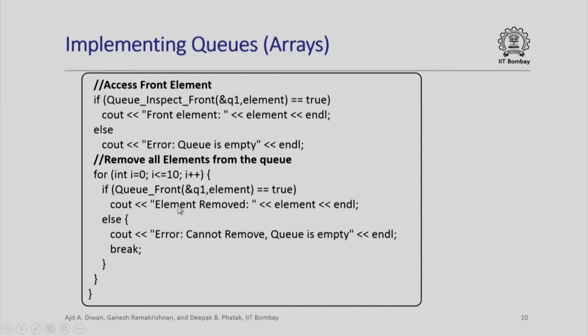We have already written the function equivalent of pop, which is queue front. We will simply execute that function multiple times. Here again I have used an artificial iteration which runs 10 times. We know that in this example our maximum size is only 3. So, after getting 3 elements out of the queue, we will suddenly hit upon an error because queue is empty and I cannot remove any further.